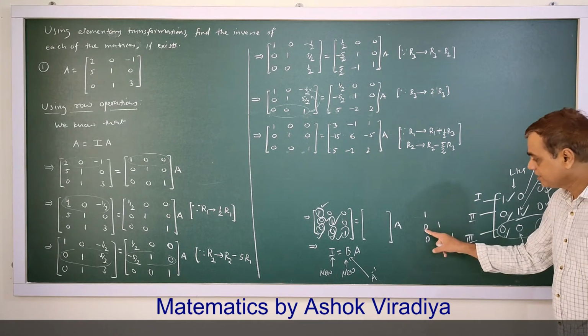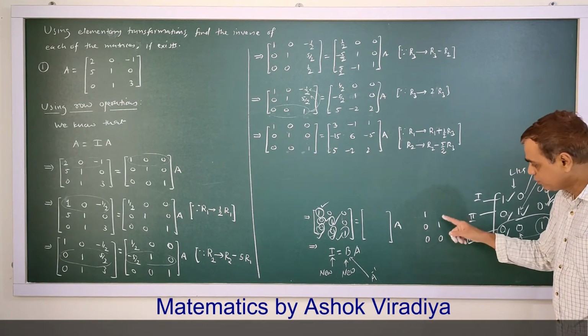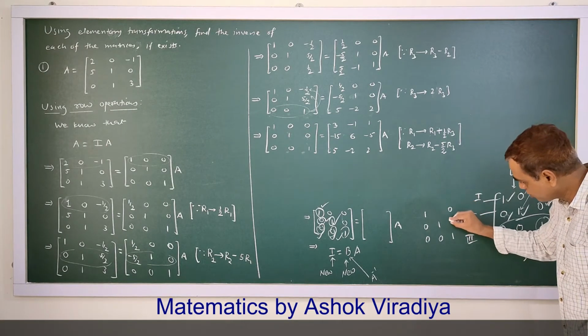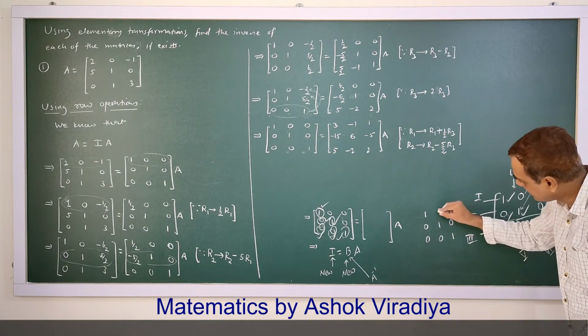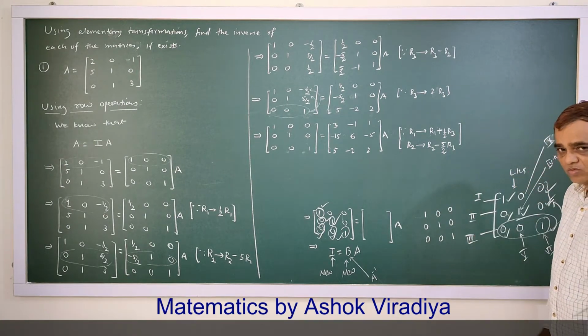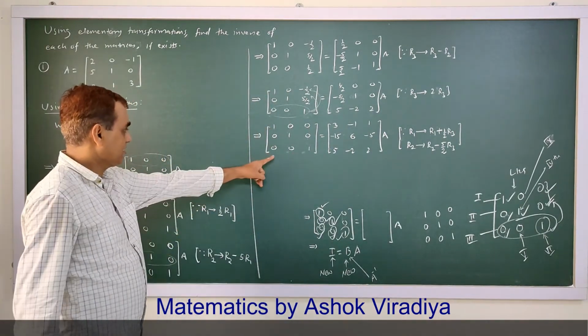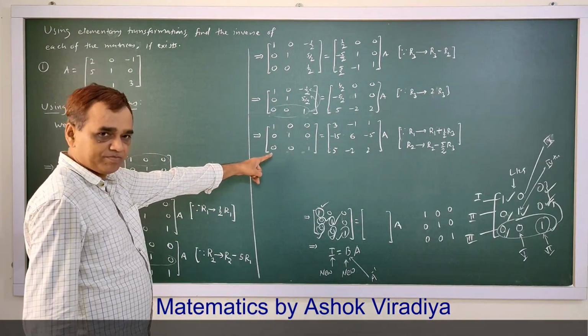So 1, 0, 0, then 1, then 0, then 1, then get here 0, 0. Then at last get here 0. So this is identity matrix. It is I.